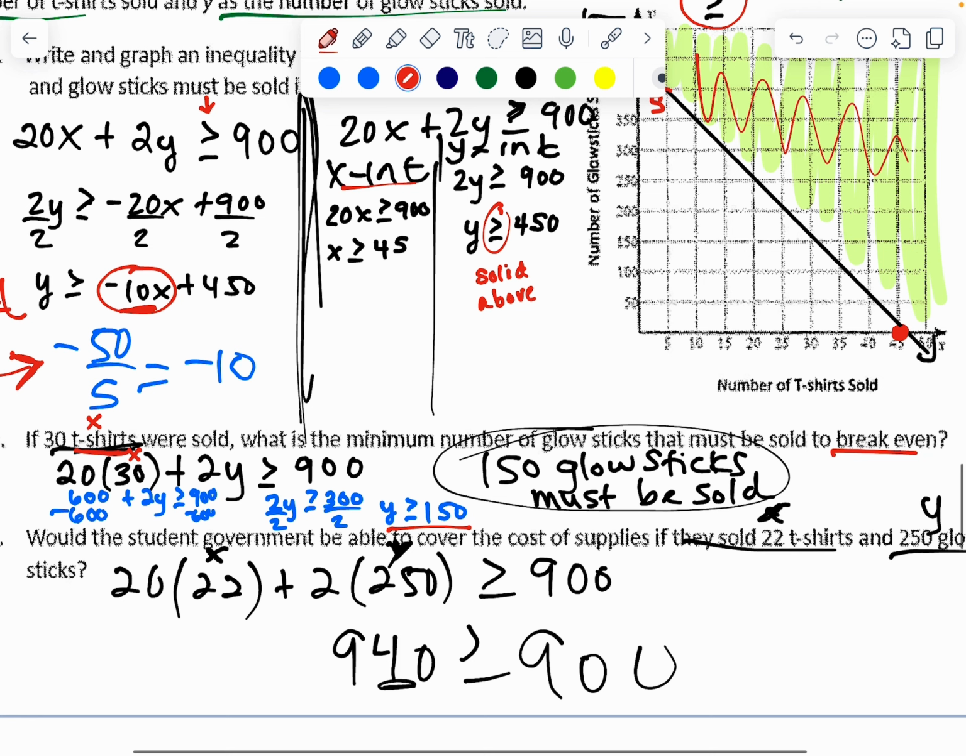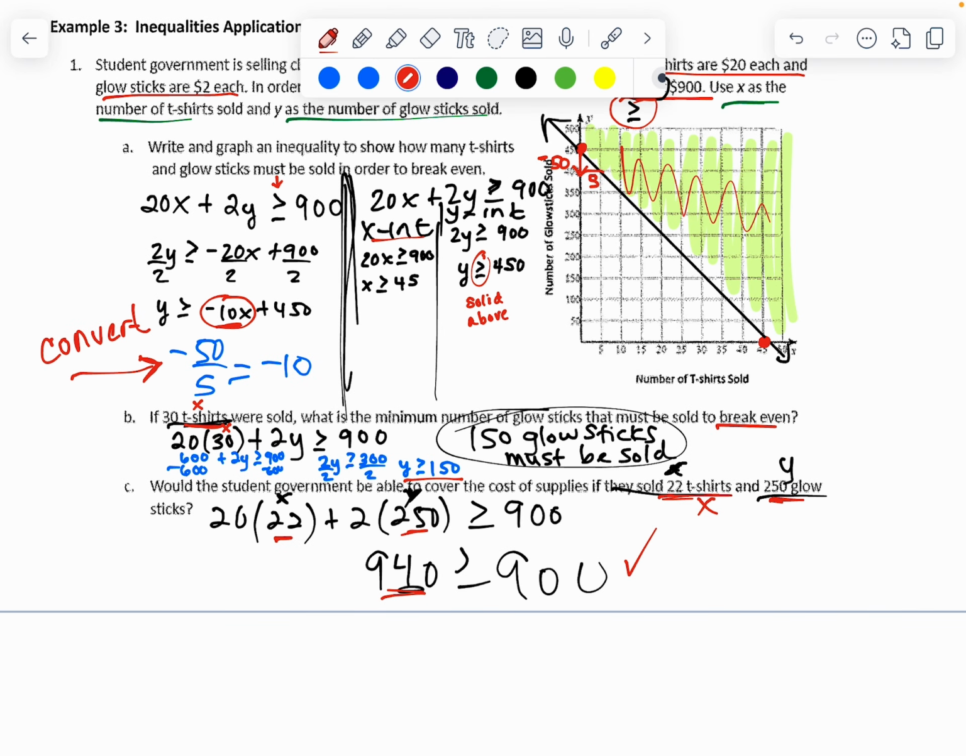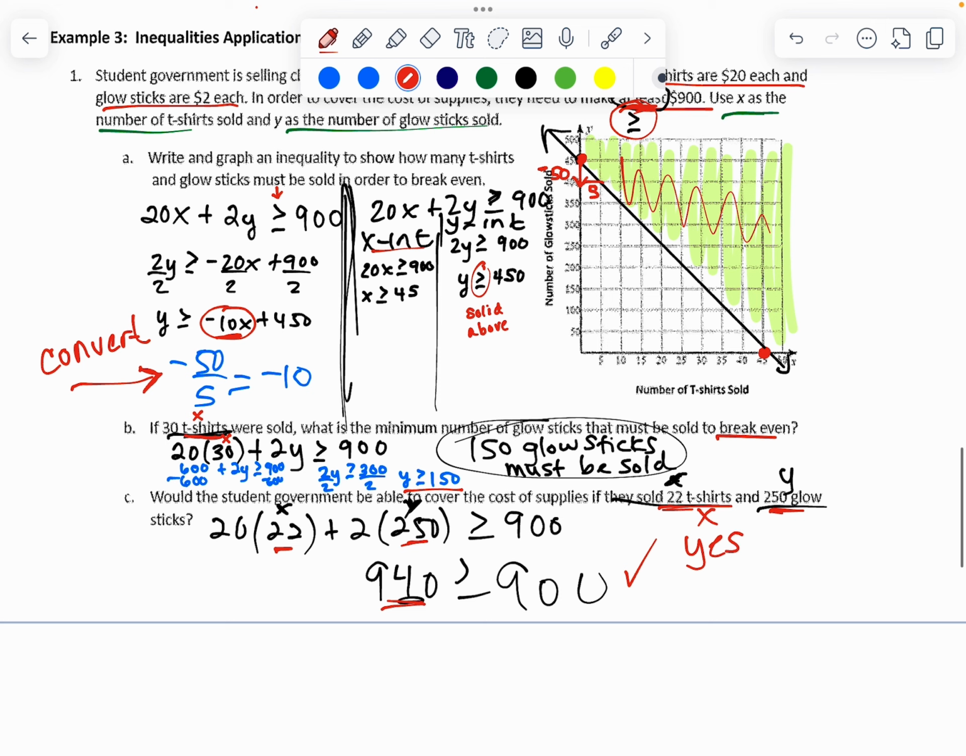Now the next part: would the student government be able to cover the cost of supplies if they sold 22 t-shirts and 250 glow sticks? So remember, t-shirts is the x value and glow sticks is the y value. So I'm going to put 22 in for x, 250 in for y, and then solve. I come up with 940 is greater than or equal to 900. So yes, that is true. They would be able to cover the cost.